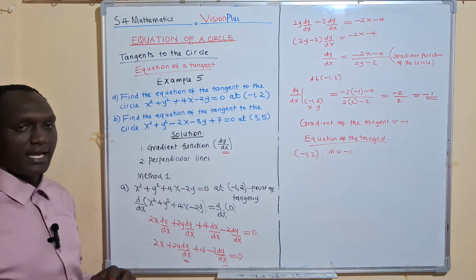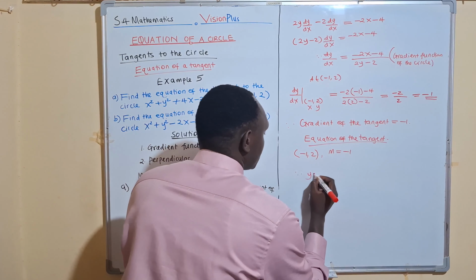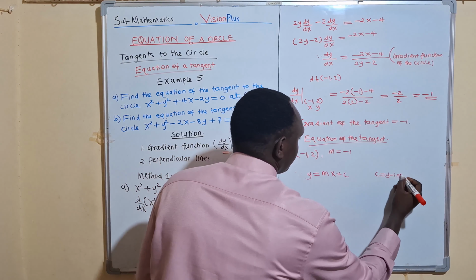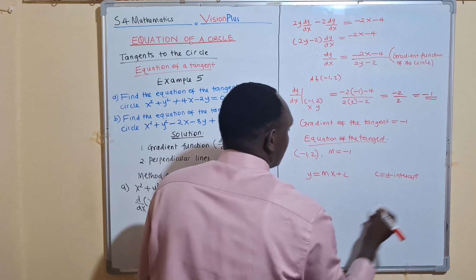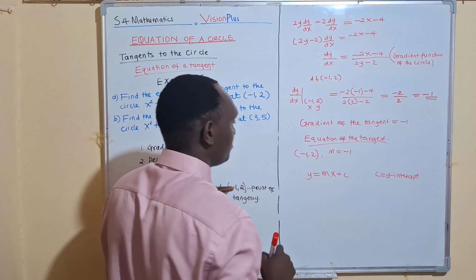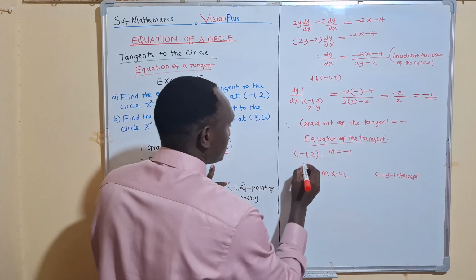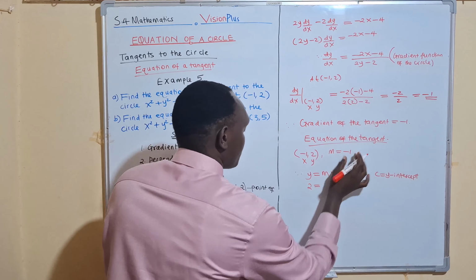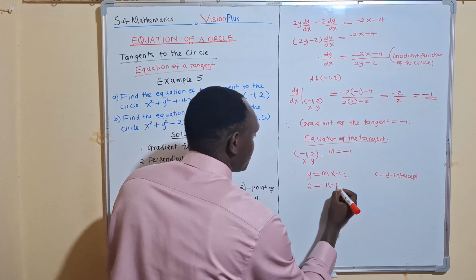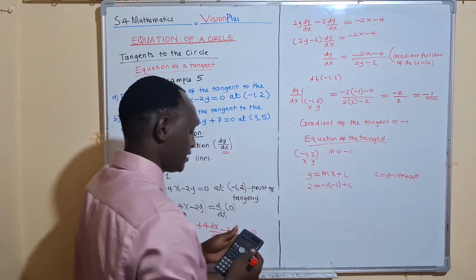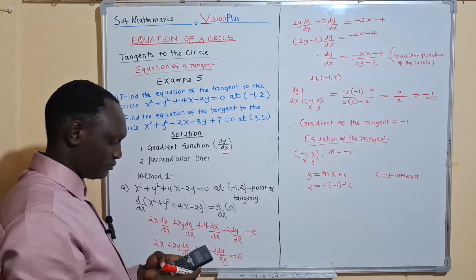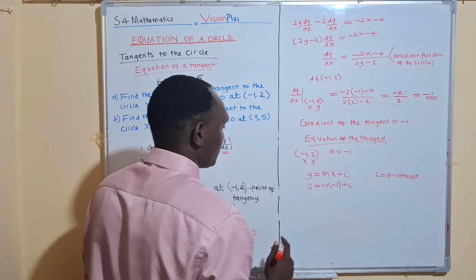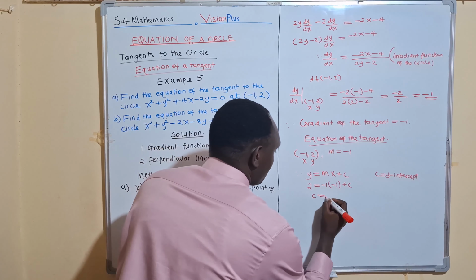A tangent is a line. Therefore, the equation is given by y equals mx plus c, where c is the y-intercept. That is the point on the y-axis where the tangent meets or cuts the y-axis. So substituting this x, this is y. 2 equals gradient -1 times x, which is also -1, plus c. -1 times -1, use a calculator, it is +1. If I take that to the other side of the equation, it becomes negative. Therefore, my c is going to be 1.